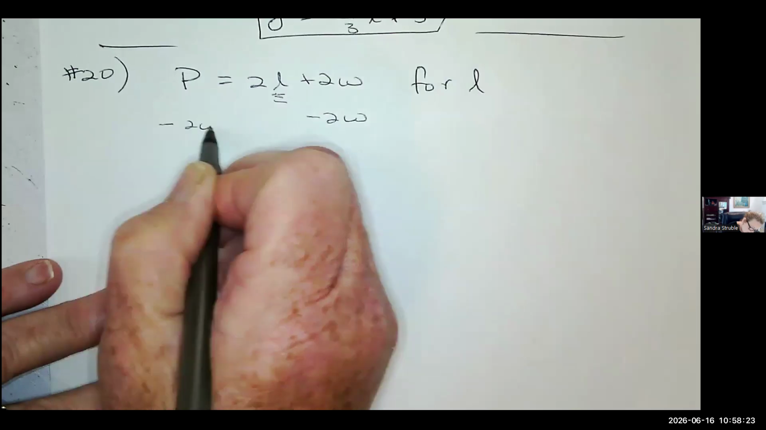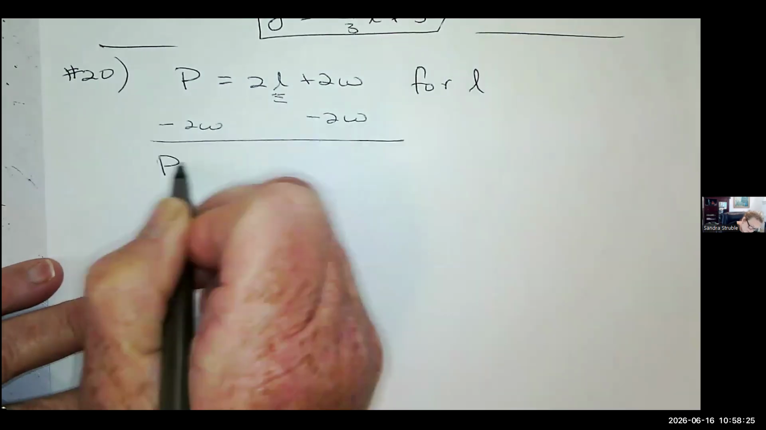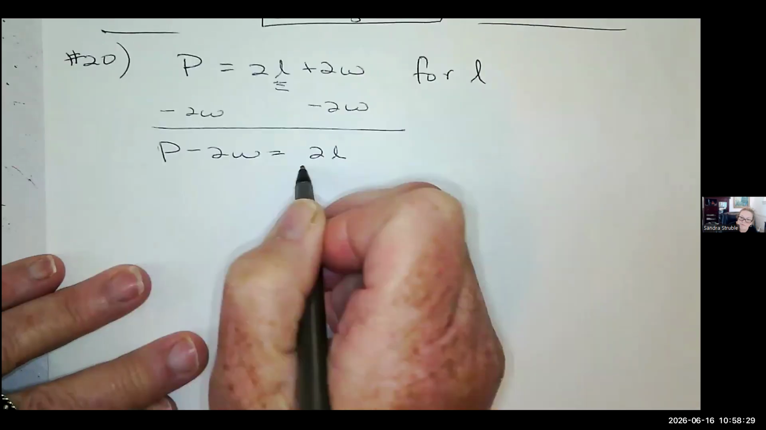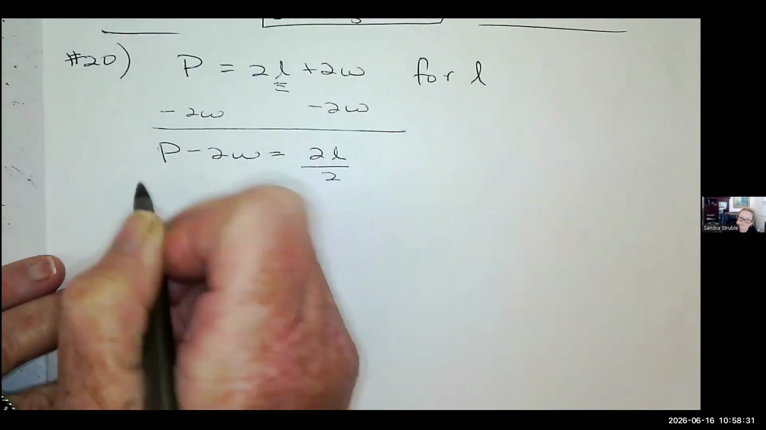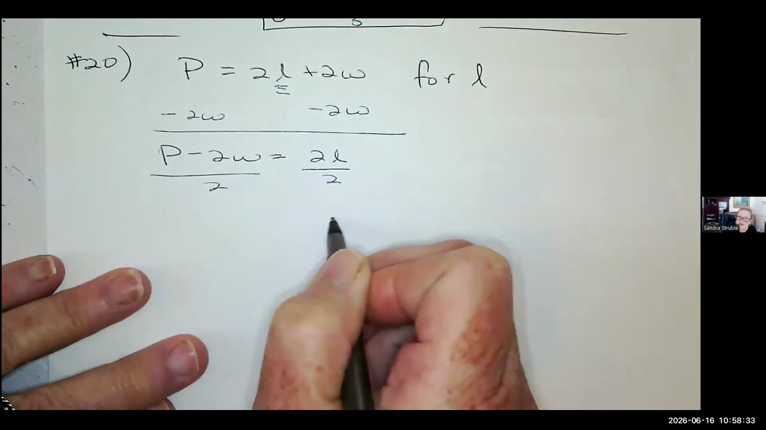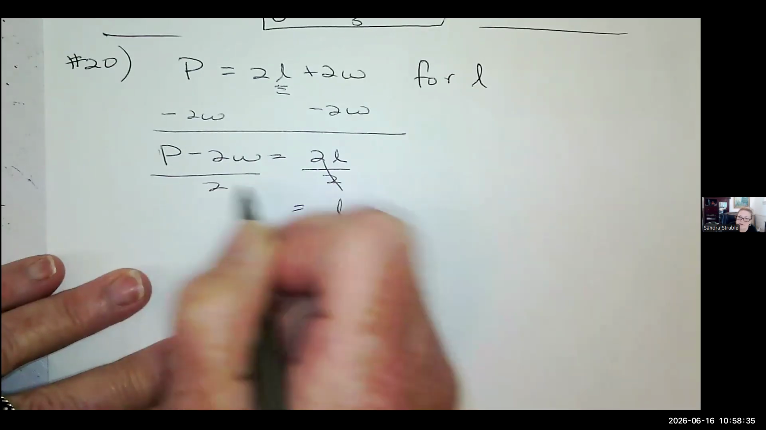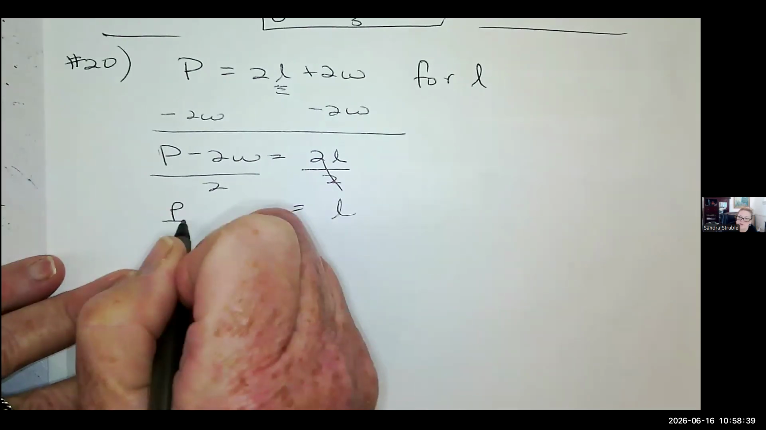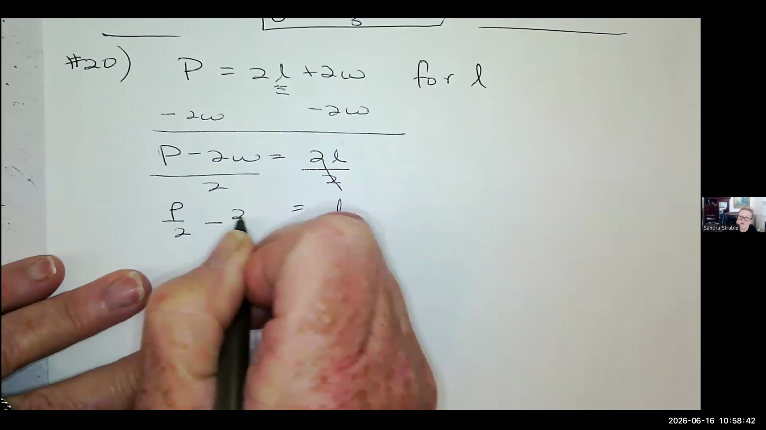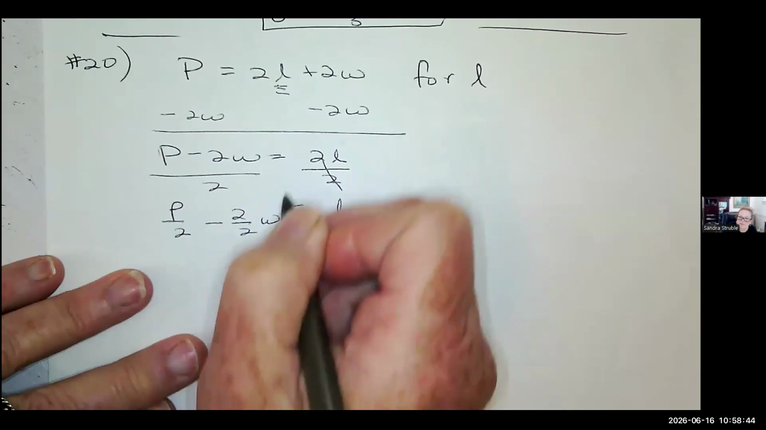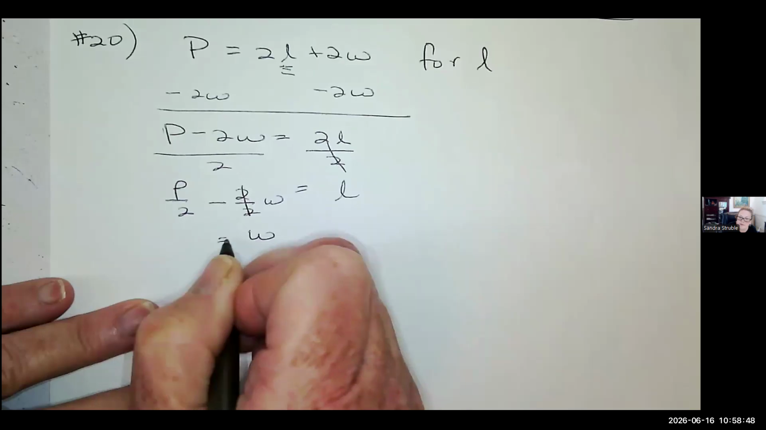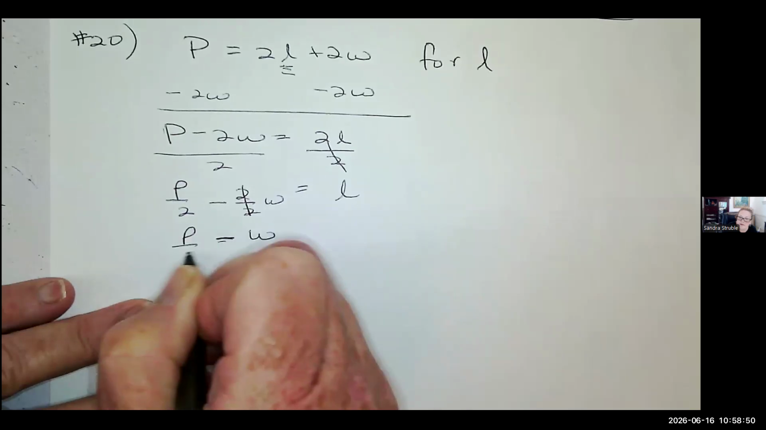P minus 2W is equal to 2 times L. And then the last step is divide both sides by 2. Now, I'm not going to leave it like this. I'm going to do what I did with the last one. I'm going to make this P divided by 2 minus 2W over 2, because this reduces to just W. P over 2 minus W is equal to L.